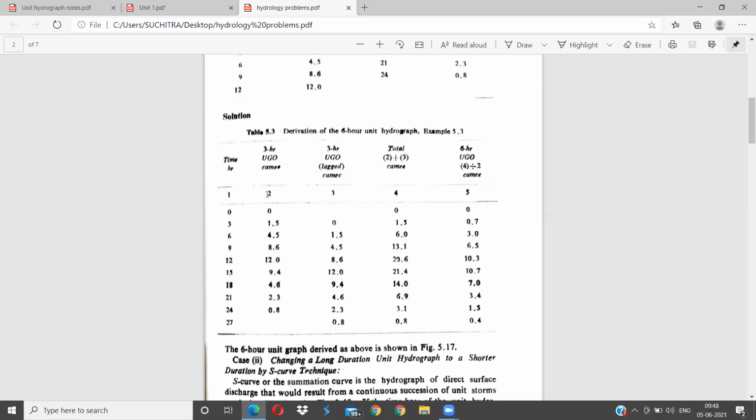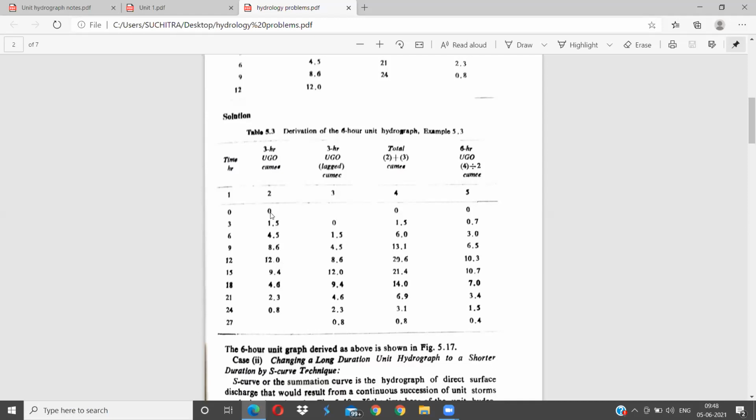That means you have to shift the values of column 3 by 3 hours. That means this is the starting 0. So here in column 3, you have to shift by 3 hours because we require a long duration unit hydrograph, a 6-hour unit hydrograph, which is lagged by 3 hours. Whatever the column 3 values are, that is nothing but the column 2 values shifted by 3 hours. That is the lag time.